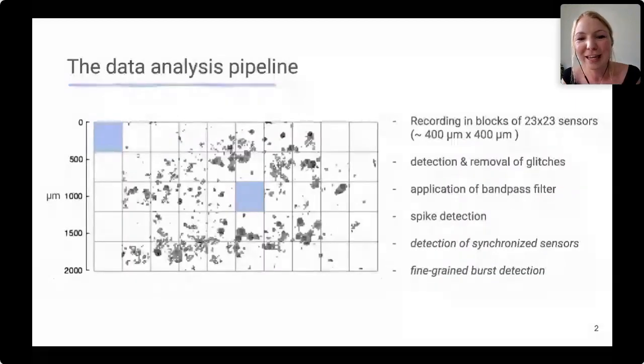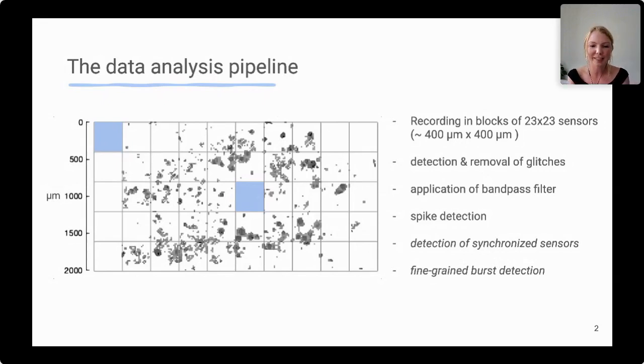Okay, so the data analysis pipeline consists of a number of steps, of course, starting with the recording. The recording consisted, for this application, of different smaller blocks of the array that we shifted, so we could make a recording of the whole array. Then we did a detection and removal of glitches and noise, application of a bandpass filter, and the spike detection, of course, and these are all steps that you can do with the MEA software.